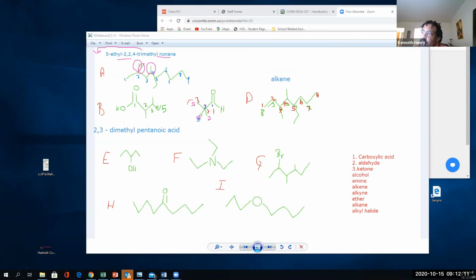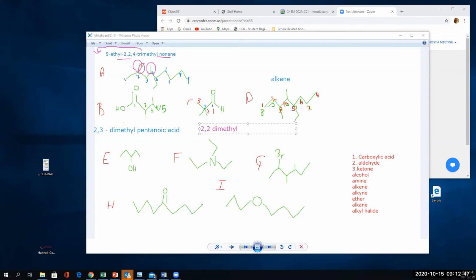So the side chains, these guys are side chains, right? So we have 2,2-dimethyl, because you have to account for both locations. Propanol. Okay, good job.